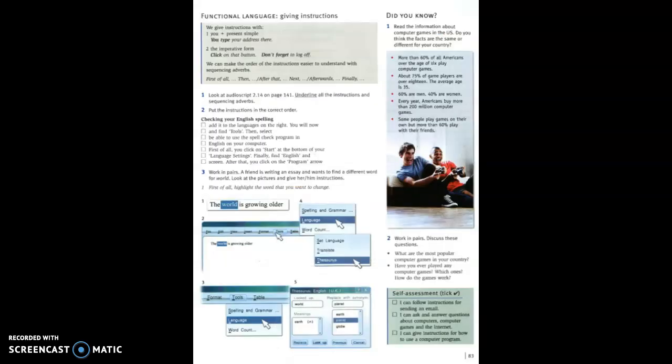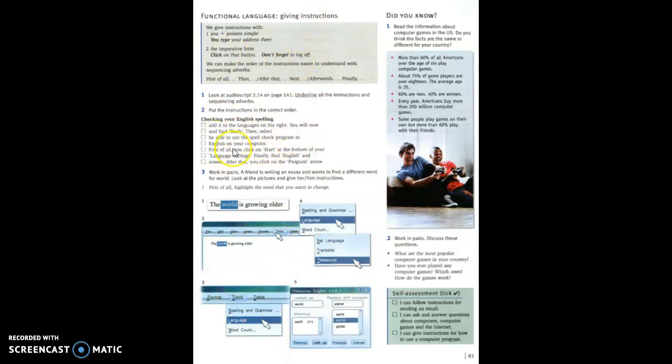So the listening has provided a context for this target language, giving instructions. Okay, the examples that you can use to clarify meaning, form, and pronunciation are all in the listening. Okay, so exploit that.